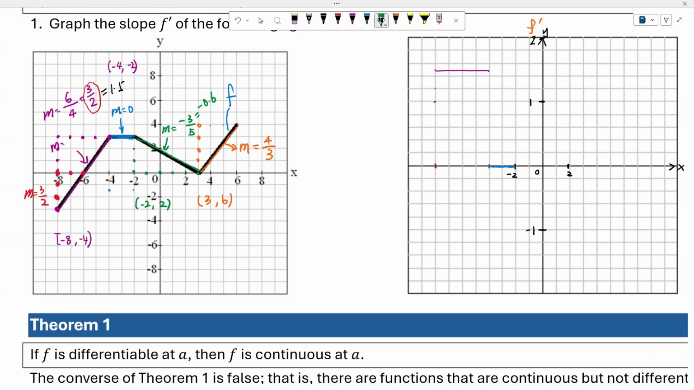And now between -2 and 3 is negative 0.6. And now between 3 and 6, this one is about 1.3, right? So it's 1, 1.2, 1.3.